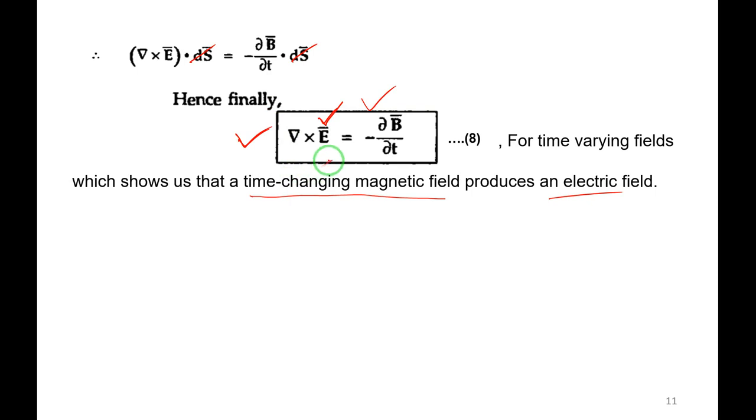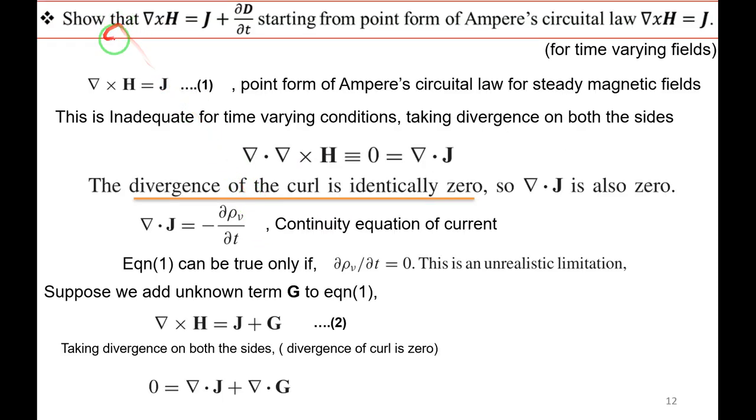Then one more equation we will try to justify, not the proof, but we can say it as a justification. This is the last derivation in this chapter. Show that del cross H is equal to J plus dou D by dou t, starting from the point form of Ampere Circuit Law, del cross H equal to J, for time varying fields. You can observe in this equation, the rate of change of the electric field will produce the magnetic field.